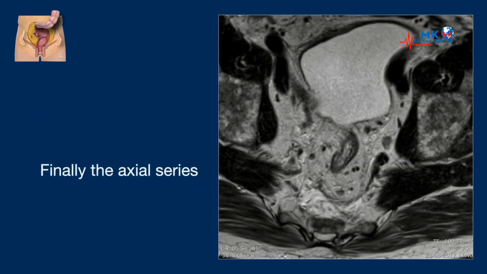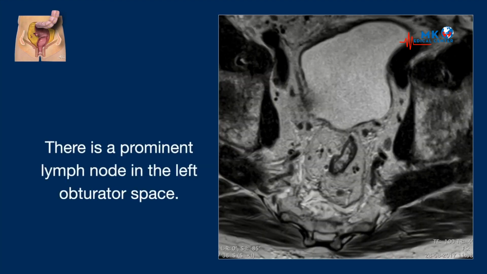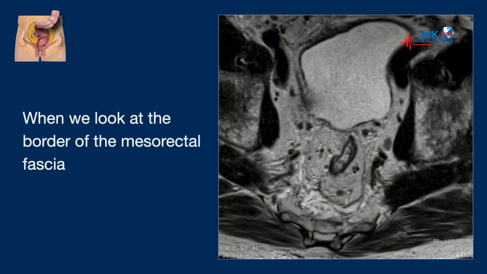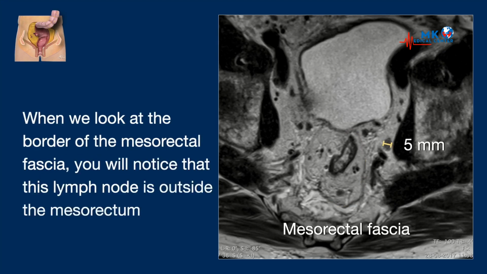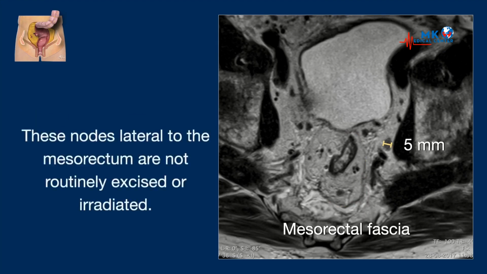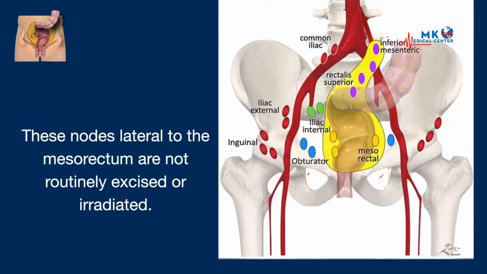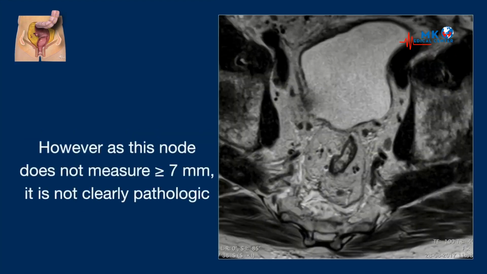Finally, the axial series. Notice that there is a prominent lymph node on the left side, and when we look at the border of the mesorectal fascia, you will notice that this lymph node is outside the mesorectum, and the short axis is about 5 millimeters. These nodes lateral to the mesorectum are not routinely excised or irradiated, and they are located here. However, as this node does not measure more than 7 mm, it's not clearly pathologic.